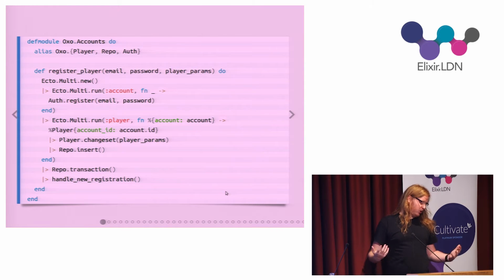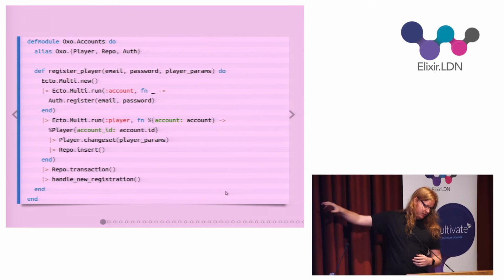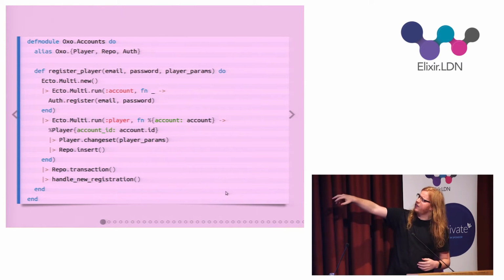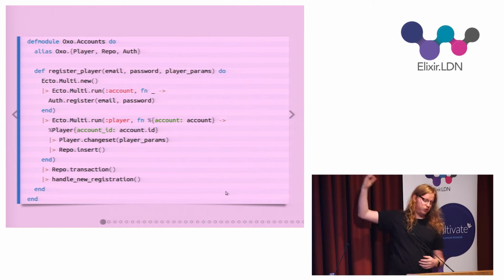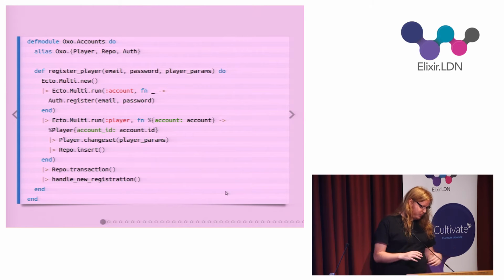So there are functions like insert and delete on there. And the first argument's like a name, and the second, in this case, the function. The argument in the first case I'm ignoring, but that's the result of the multi so far. So in my first thing, I'm calling this other module, auth.register. I haven't shown the implementation, but let's assume it creates a user.